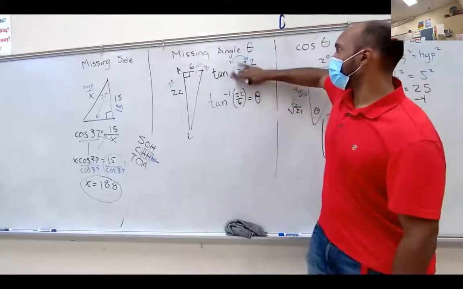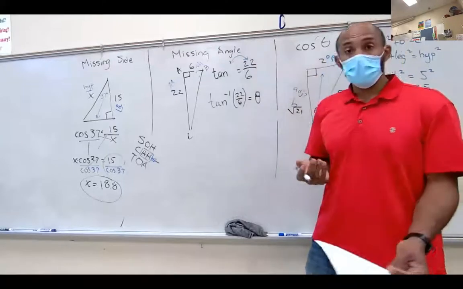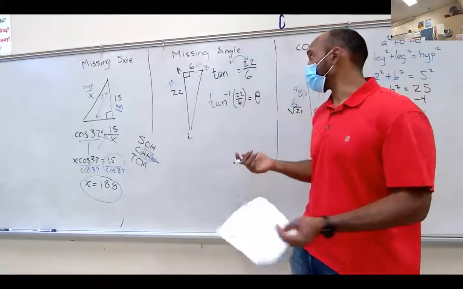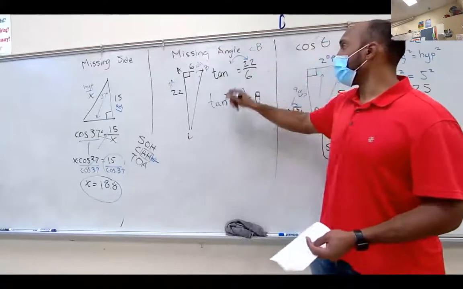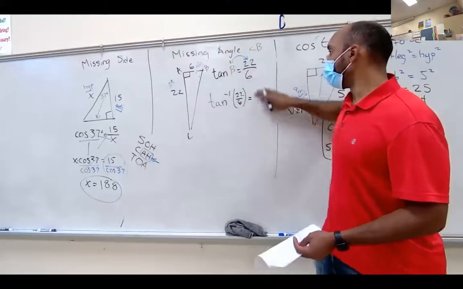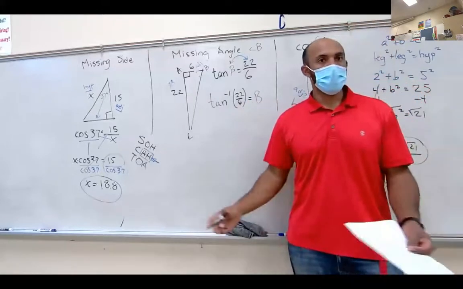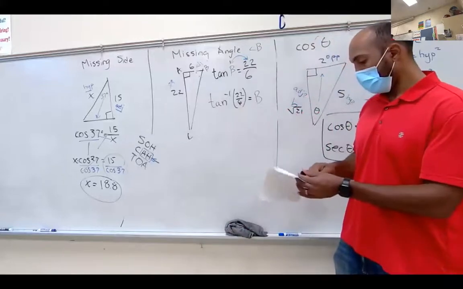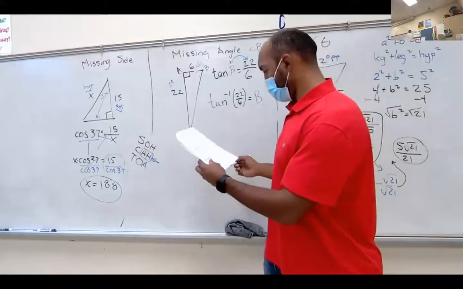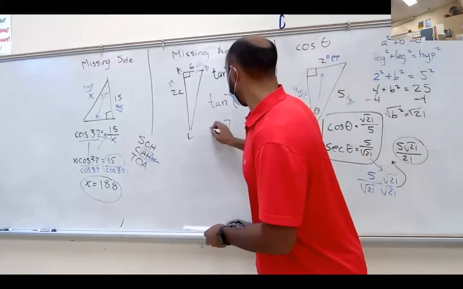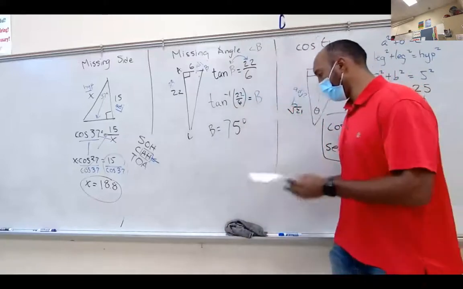So the question was, is theta necessary? Not necessarily. And sometimes the problems you guys work on are going to have different labels. Maybe it'll say find missing angle B, right? So now it's tangent of B instead of theta. It just depends on what it's labeled. It could be labeled anything. So when I do that, I end up with B equals 75 degrees.